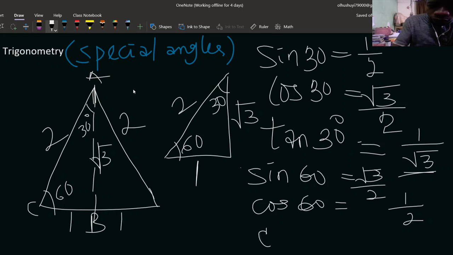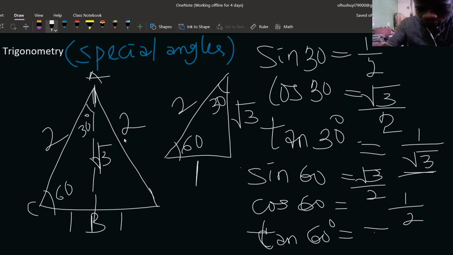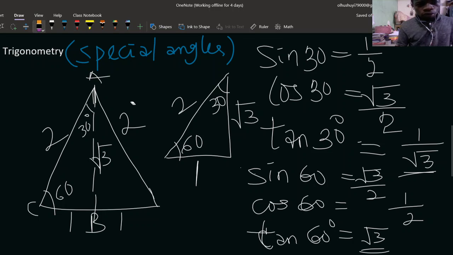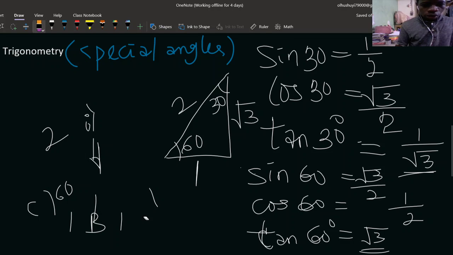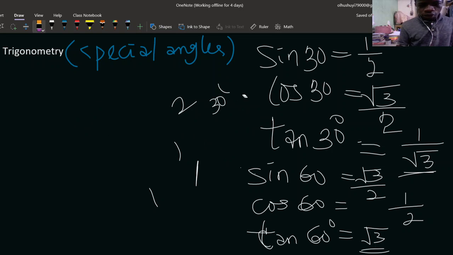Then we have tan 60. Tan 60 is what? Opposite to adjacent, root 3 over 1, which is the same thing as root 3. Do you get that? Now let's quickly consider 90. 90 is a special angle too, but you should know this. Note this again. You have a relationship. Okay, probably I'll take that later.